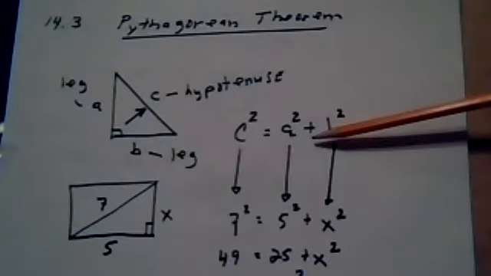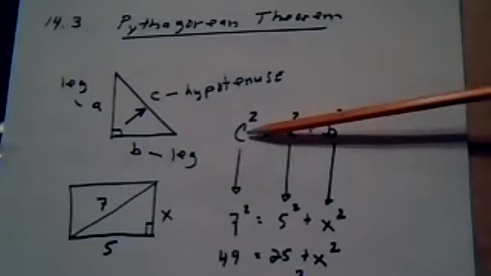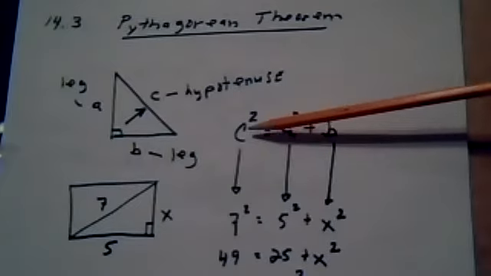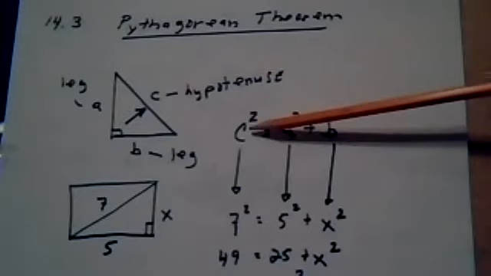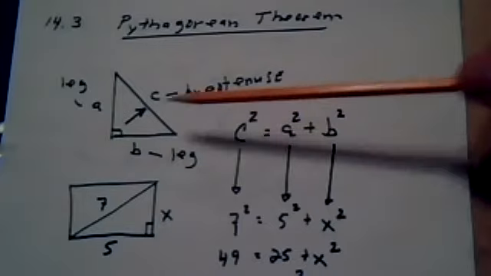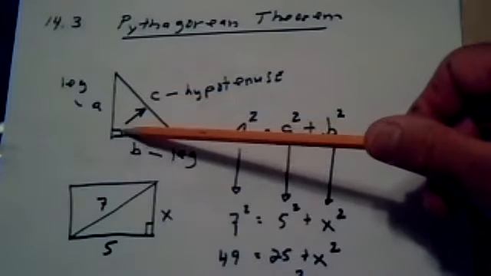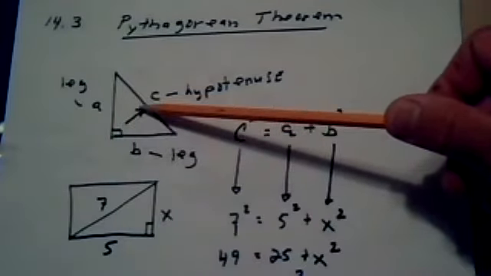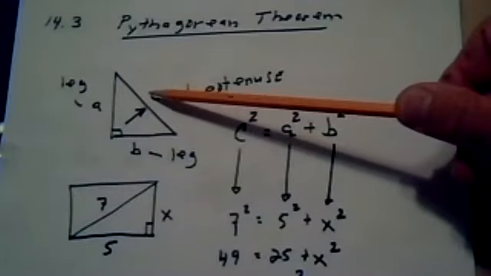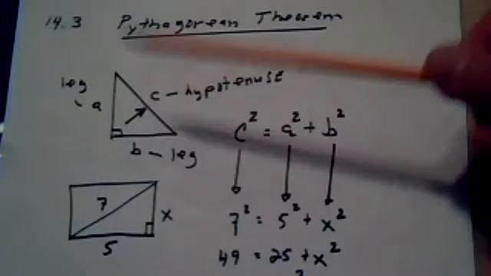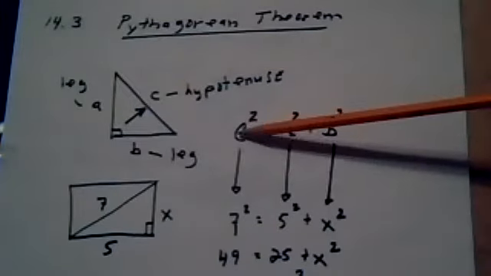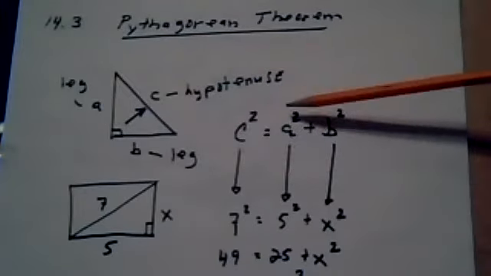Make sure you pick the C correctly. The C is the hypotenuse. It's the longest side, but don't go by what it looks like. Go to the 90-degree angle. Opposite the 90-degree angle, you'll always find the hypotenuse. The other sides are called the legs. So the hypotenuse is C, and the legs are A and B.